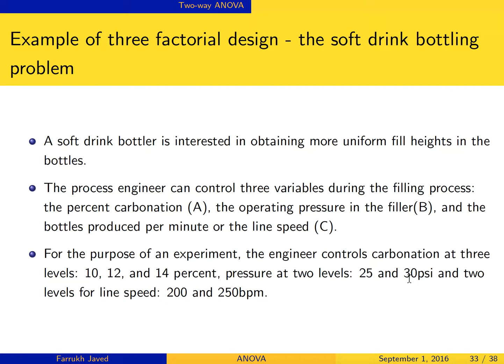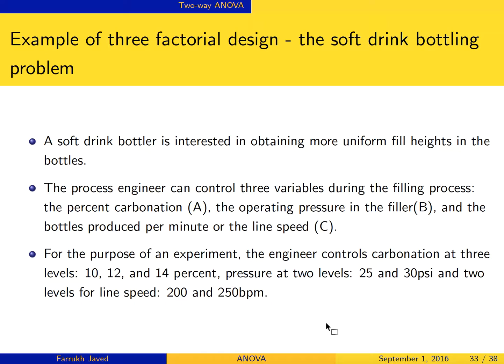Right? So it's another example. A soft drink bottler is interested in obtaining more uniform fill heights in the bottles. So the process engineer can control three variables during the filling process: the percentage carbonation, operating pressure, and the line speed. So there are three factors: how much carbonation is involved in the filling of a bottle, how much is the pressure, and also the line speed.